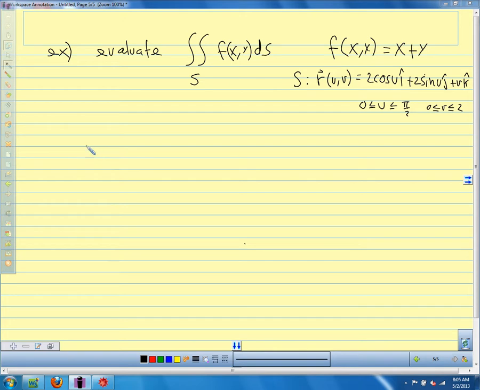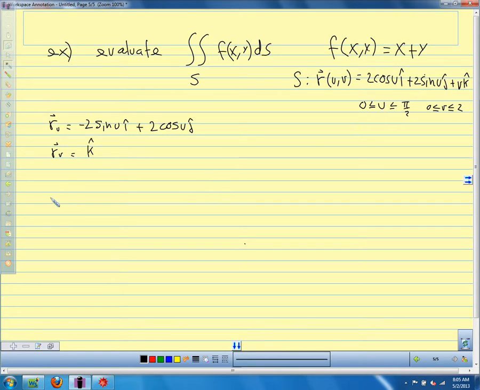We need r sub u cross r sub v. So let's find r sub u. R sub u is going to be what? Minus 2 sine u i hat plus 2 cosine u j hat. And we get no k component. What's that? This is a v. So we're doing r sub u, and this is a v. All right, and then r sub v is just k hat. We don't get any components from the i and the j.